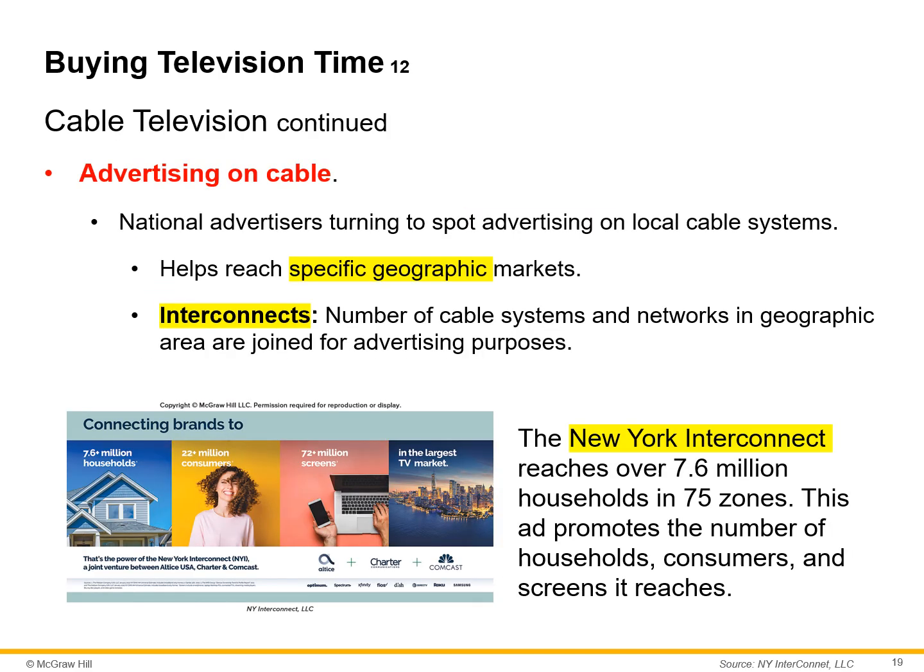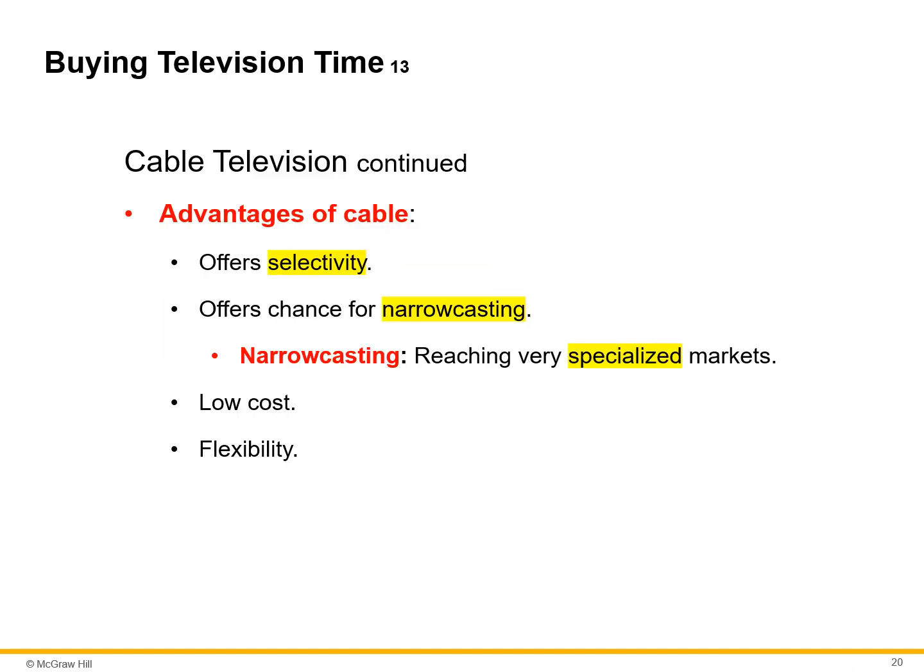Television advertising on cable. Okay, you can reach a specific geographic market. And there are interconnects: a number of cable system networks join together for the purpose of advertising. Okay. Cable TV selectivity is good. You have narrowcasting, reaching a very specialized market. Cost is low and it's flexible.